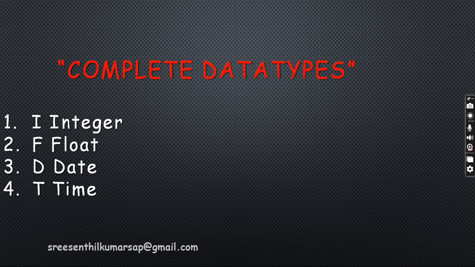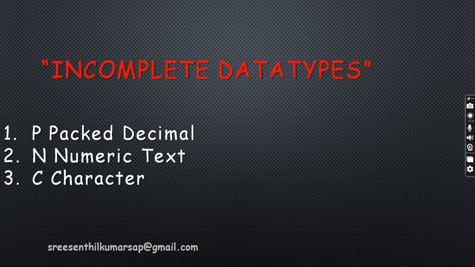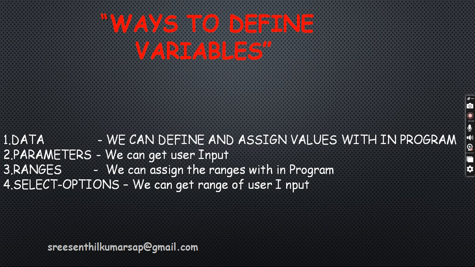What's the meaning of complete data types? Complete data type means we are not able to specify the length of the field. So it's a fixed length. Next, incomplete data types: packed decimal, numeric text, and character. Here we can specify the length of the field. That's called incomplete data types. So we can specify the length based on our requirement.